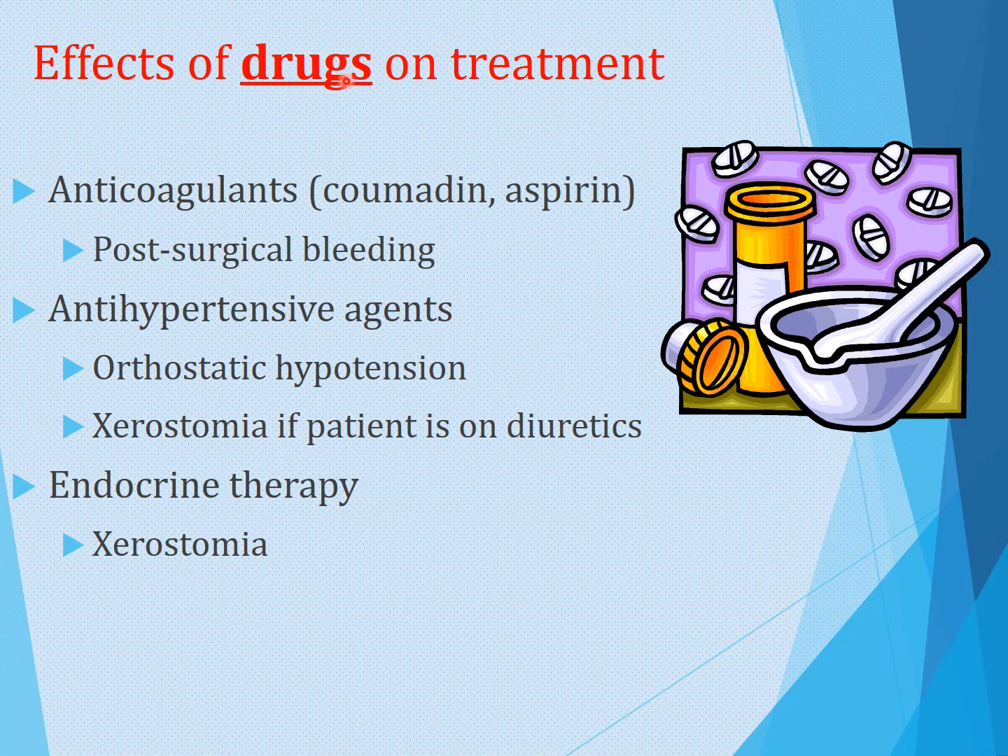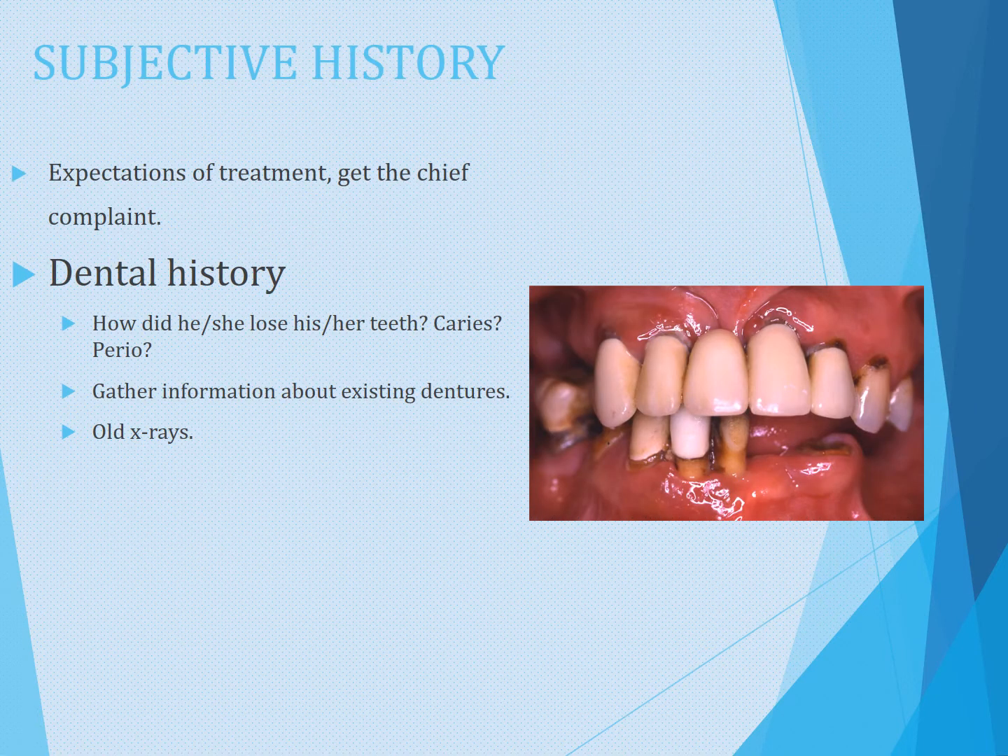Effects of drugs on treatment. So anticoagulants cause post-surgical bleeding. Antihypertensives cause xerostomia, basically in diuretic patients. This is more important for us. Endocrine therapy also causes xerostomia, so we have to manage this well, guys, and we have to know what drugs they're taking and what conditions they're under.